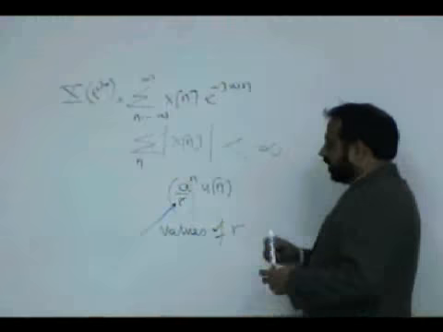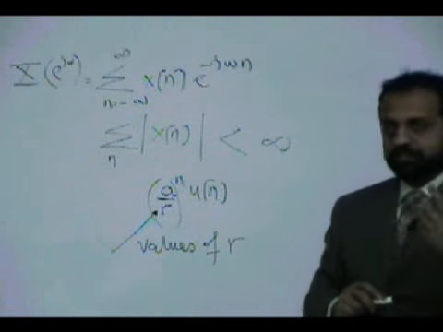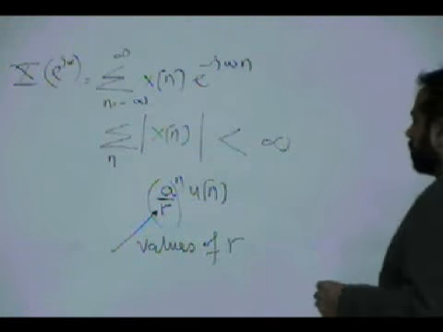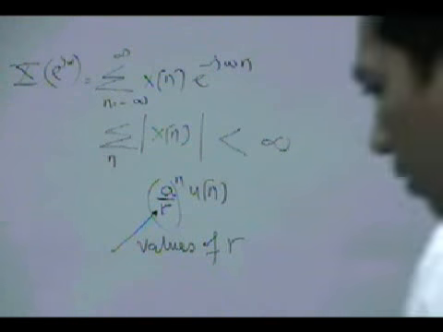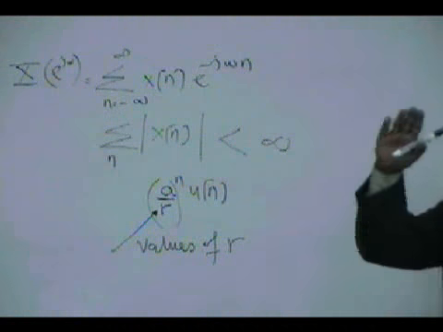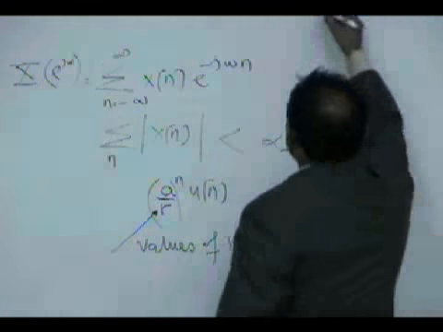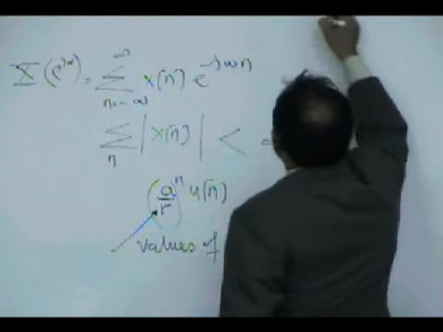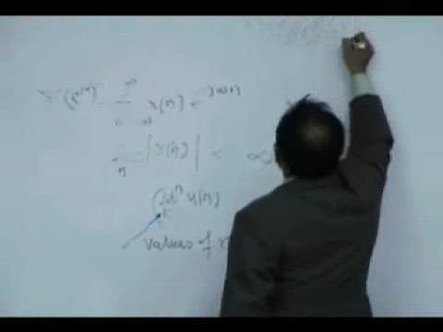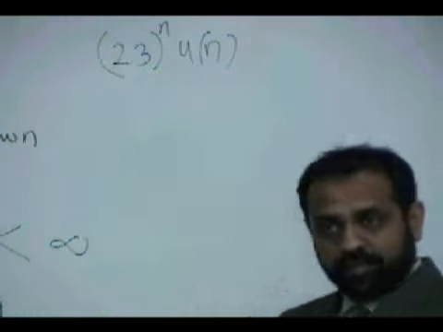So r is an interesting factor, and the value of r will help us decide about the characteristic of the system. You introduce this r into the exponential and then find the range of values of r which will make the whole thing in the bracket less than 1. For example, if this is the sequence 2.3^n u[n], I know this will not converge. This is a diverging sequence.